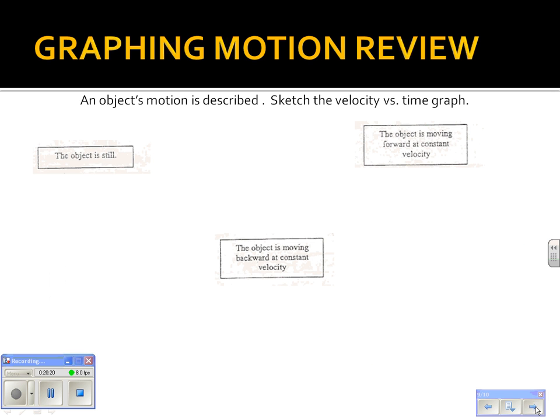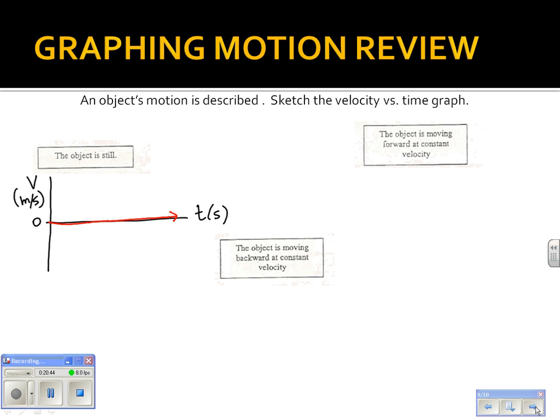Okay, let's sketch some graphs. We're going to do velocity versus time graphs this time. So velocity is meters per second. Time is in seconds. And I'm going to draw 0 because these are the ones I can draw in quadrant 1 or quadrant 2. If the object is still, then it has no velocity or no speed. So it's just going to be on the 0 line.